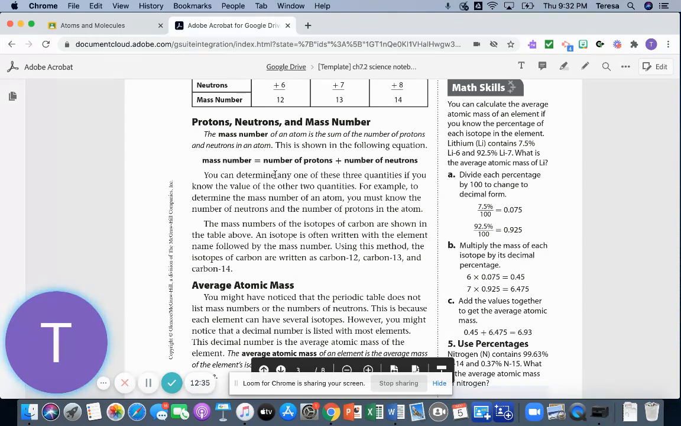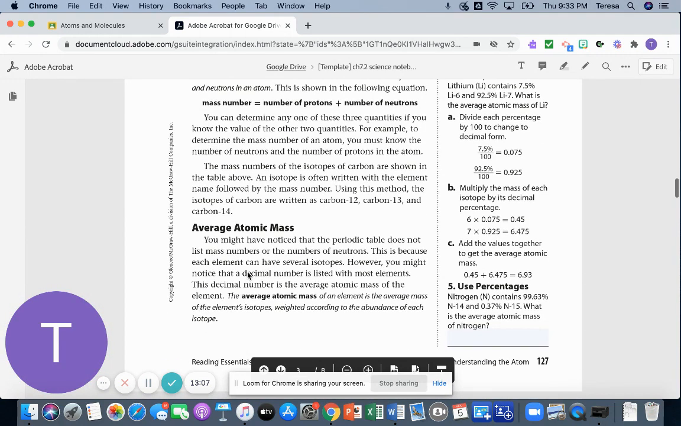You can determine any one of these 3 quantities. So you can determine the mass number or the protons or the neutrons if you know the value of the other 2. For example, to determine the mass number of an atom, you must know the number of neutrons and the number of protons in the atom. The mass numbers of isotopes of carbon are shown in the table above. An isotope is often written with the element name followed by the mass number. Using this method, the isotopes of carbon are written as carbon-12, carbon-13, and carbon-14.